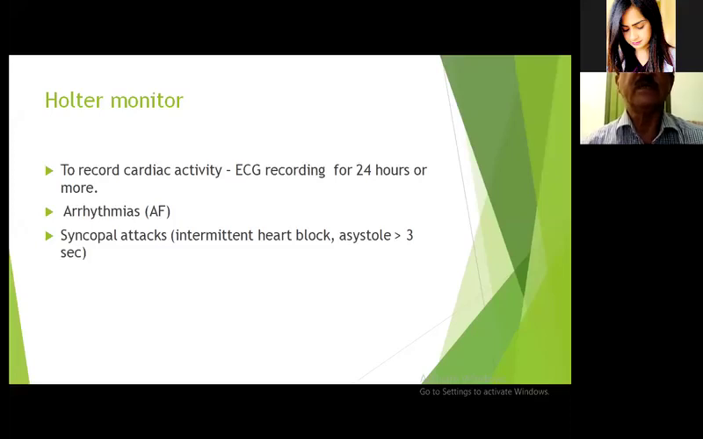Similarly, we have another indication, that is syncopal attacks or fainting attacks, transient loss of consciousness. This is the definition of syncope. So underlying could be an intermittent heart block or asystole of more than 3 seconds. There is no QRS complex for 3 seconds. That can lead to syncope.